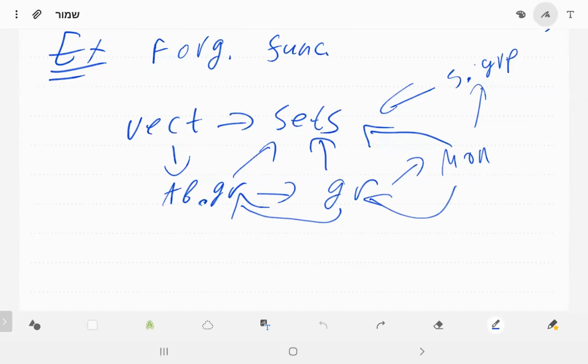This is the way we got the integer numbers from natural numbers. And this is very common. Each time you have a forgetful functor, you often have a functor, sometimes even two functors, in the other direction. And this is related to something called adjoint functors, which we'll discuss in a couple of lectures. Are there more examples that somebody wants to discuss?